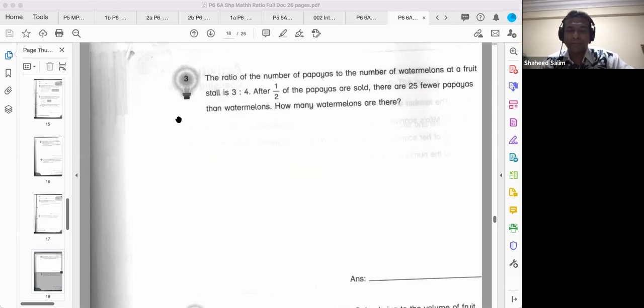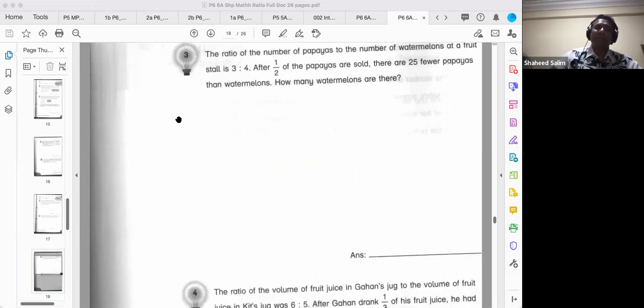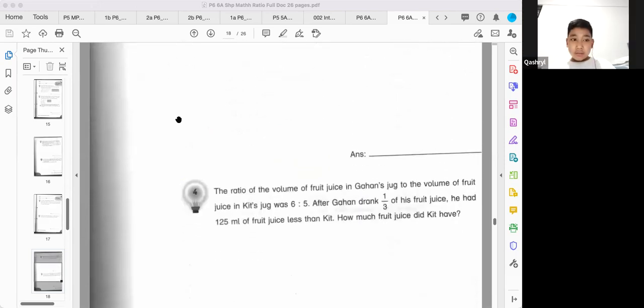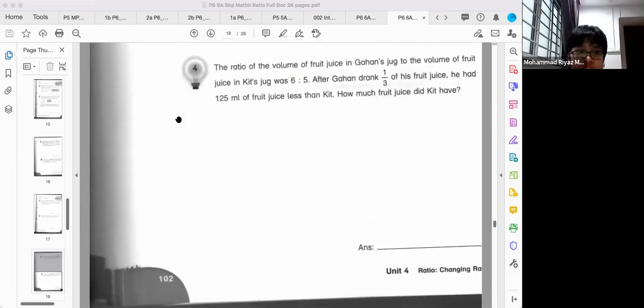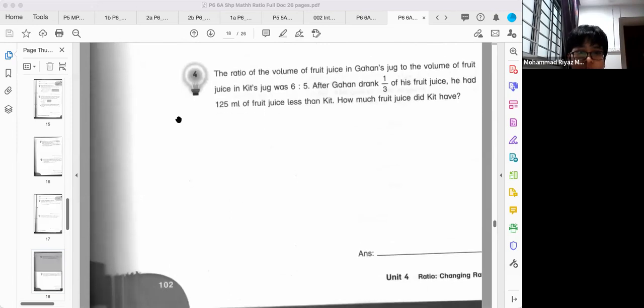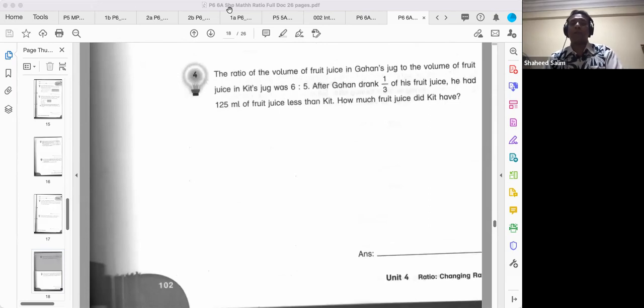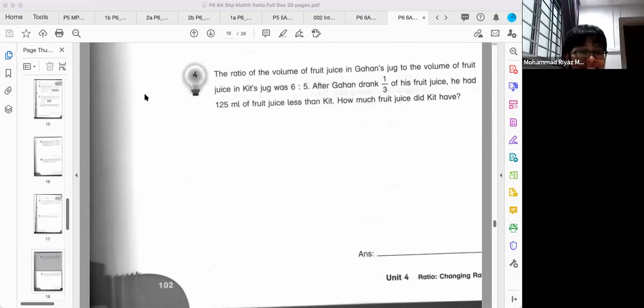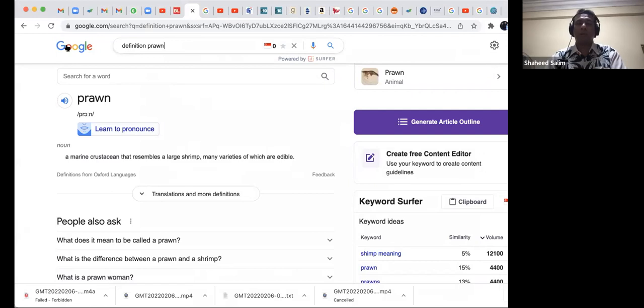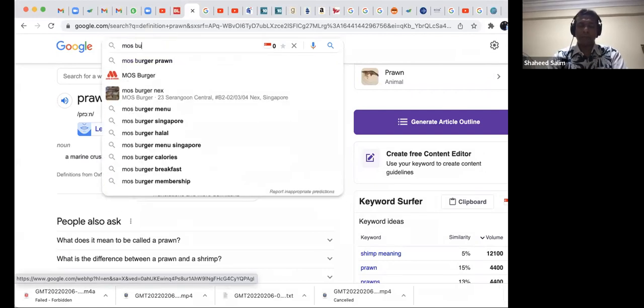You cannot go there. Moss Burger, MOS. Okay, that one they sell pork and all that. Masjid Burger. You said Moss, right? No, MOS. Oh, I thought MOSQUE. No. Okay, Moss Burger like that. You do not know.